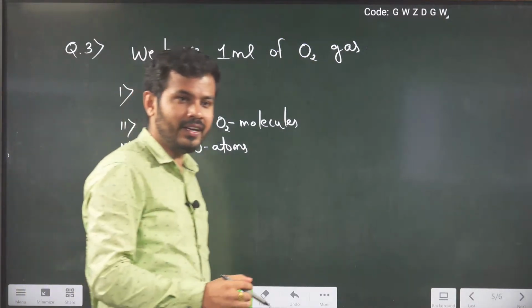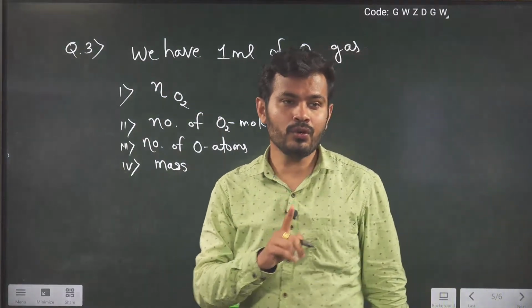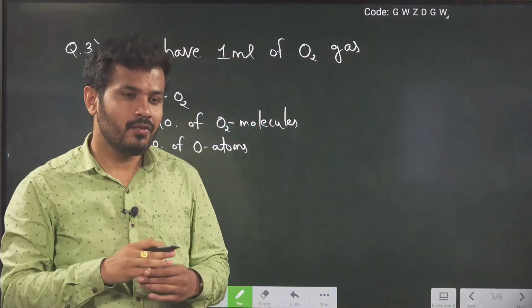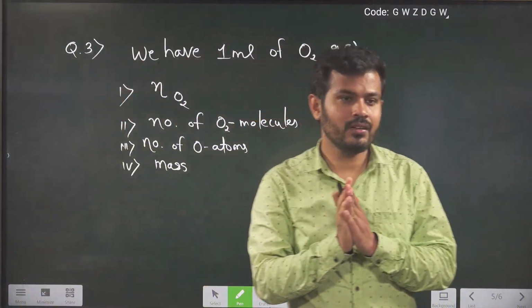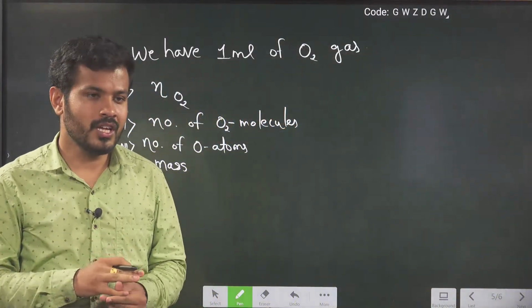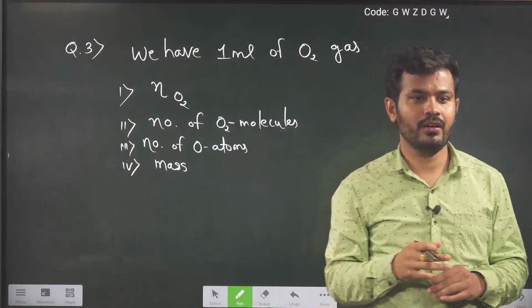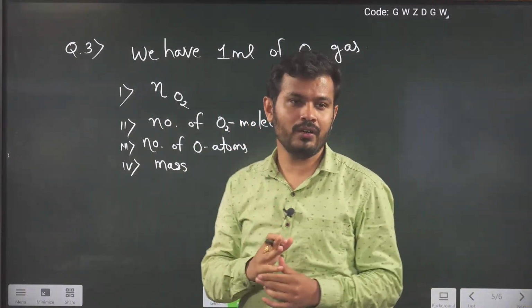Sir, can't we find directly the mass and volume? No, always we should go for the number of moles. Whatever data they have given, first and foremost thing you have to do is calculate the number of moles. After calculating the number of moles, you can go anywhere.